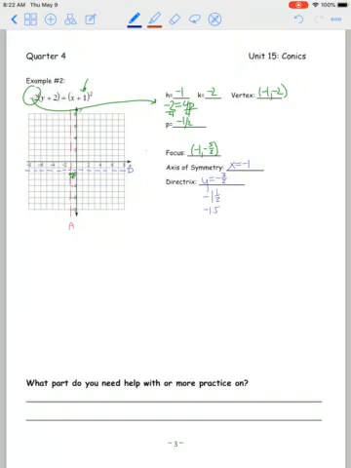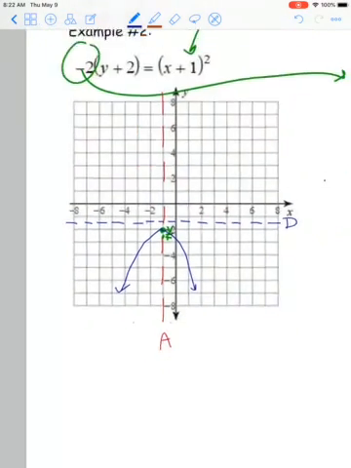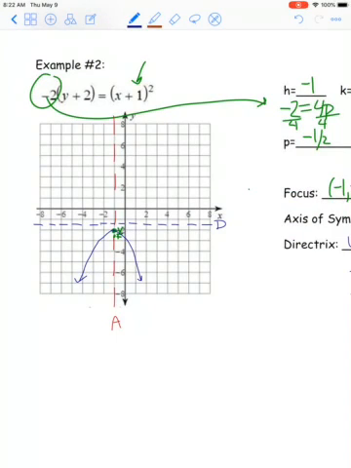And then you're just going to sketch that graph. So we've got everything we need. D is labeled, A is labeled. I'm going to curve it towards the focus. Okay. And that's it.